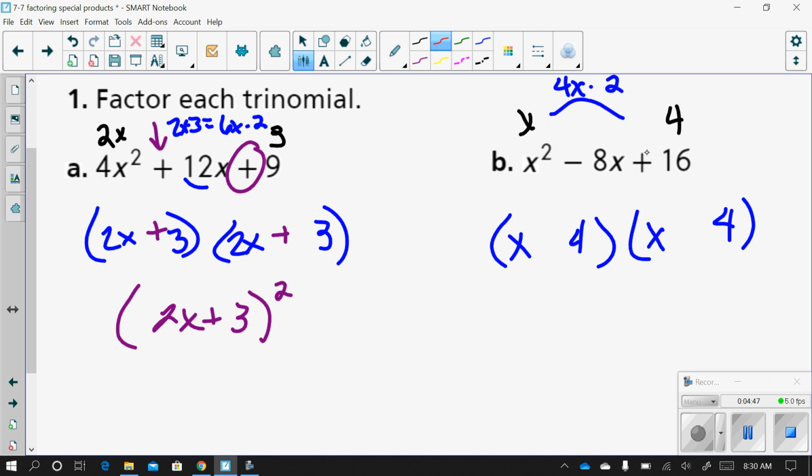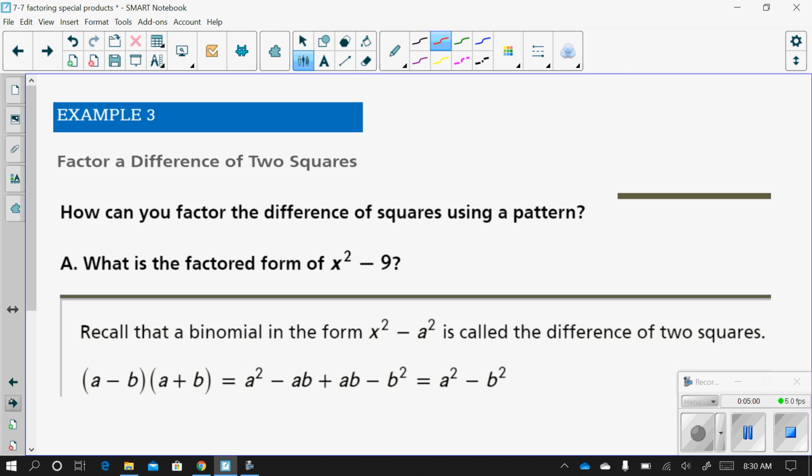Okay, let's check our signs. C is positive, signs are the same. They're both negative. Okay, so x minus 4 times x minus 4, or x minus 4 squared.